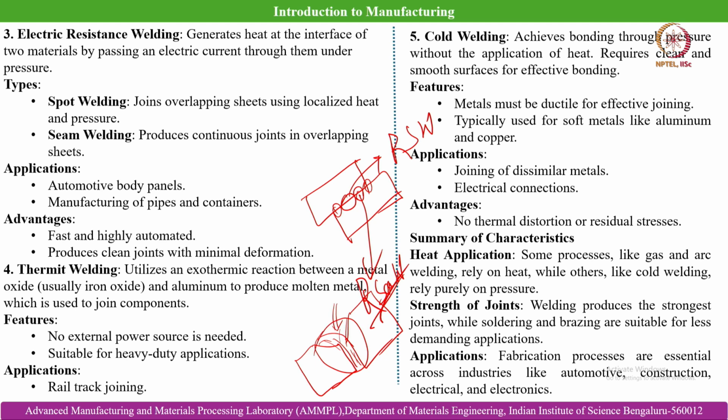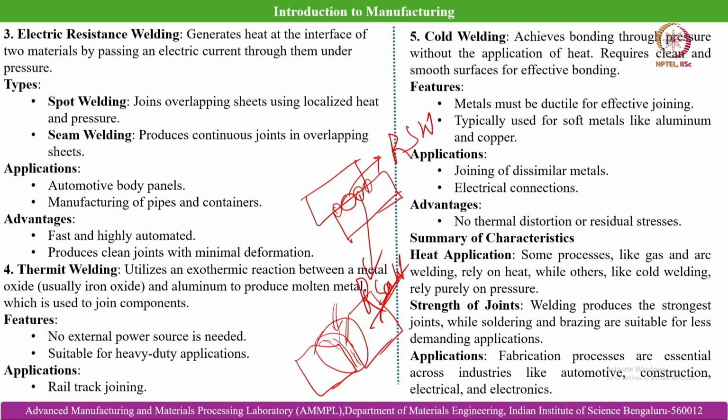So, the features are there is no external power source needed. That is what I have discussed, suitable for heavy duty applications. Of course, railway tracks are a classic example of heavy duty application. And then we will move to the cold welding processes.